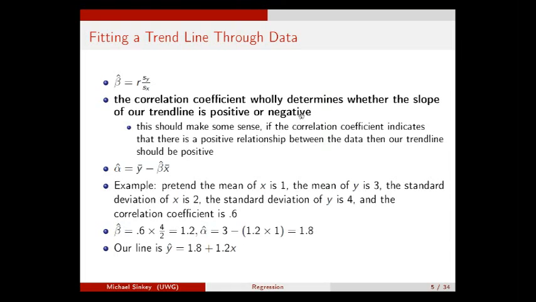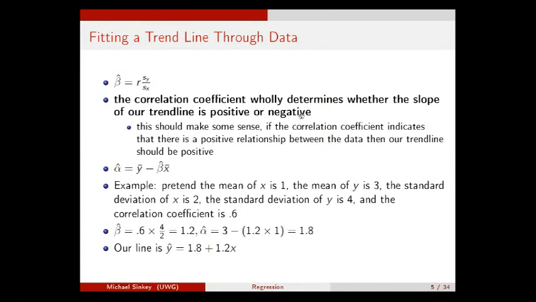I take the correlation coefficient times the ratio of standard deviations. So let's pretend the mean of x is 1, the mean of y is 3, so I know 1, 3 is going to be on the line. Standard deviation of x is 2, standard deviation of y is 4, the correlation coefficient is 0.6. I take 0.6, I multiply it times 4 over 2, I get 1.2.